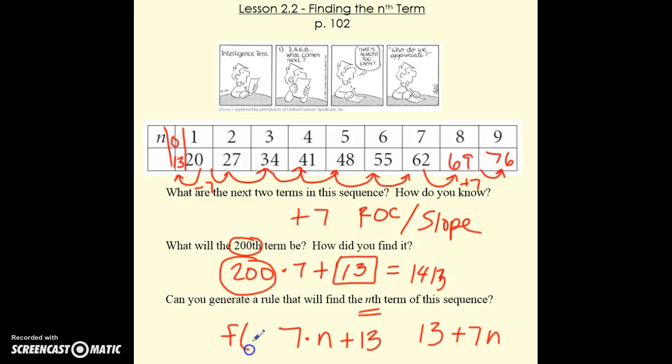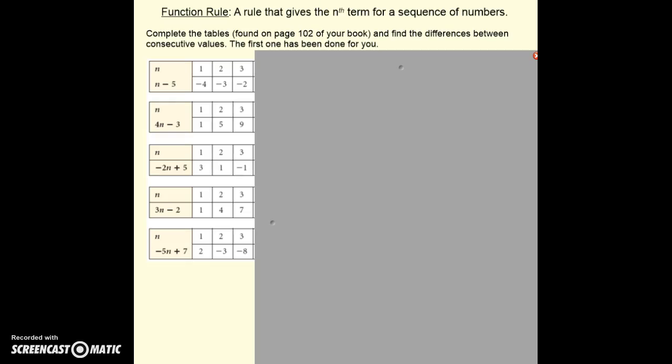So a little reminder from algebra would be the function for term n, and then we have our linear equation here. So here's the definition for function rule: a rule that gives you the nth term for a sequence of numbers, and just as a placeholder for any term number along the table.